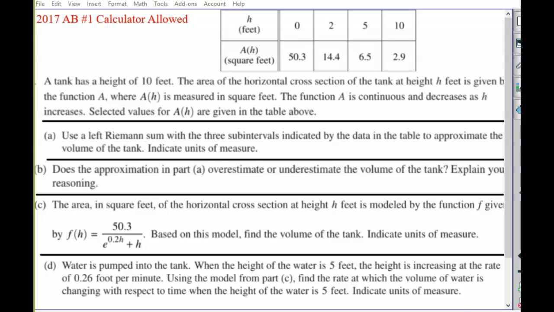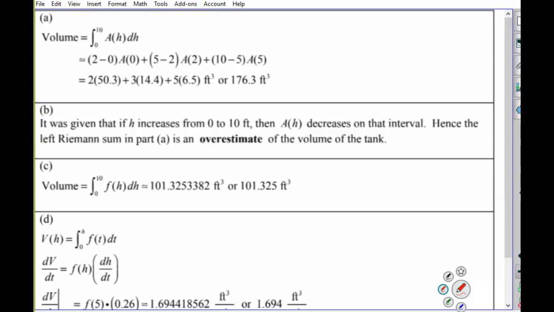All right, so I have the answers on the next page, but I want to just kind of go through a couple of things here. Use the left Riemann sum. What I would do here is draw my boxes, and the left Riemann sum is using these endpoints. And then you have your widths there. So let's look at how part A would be written out.